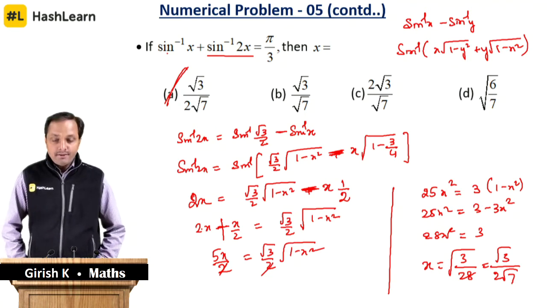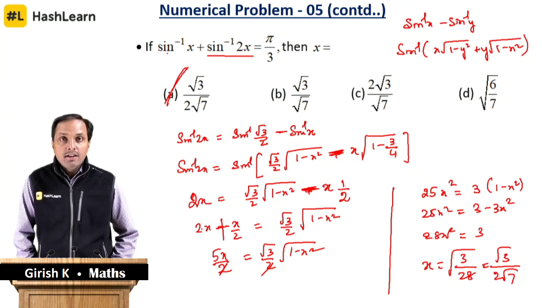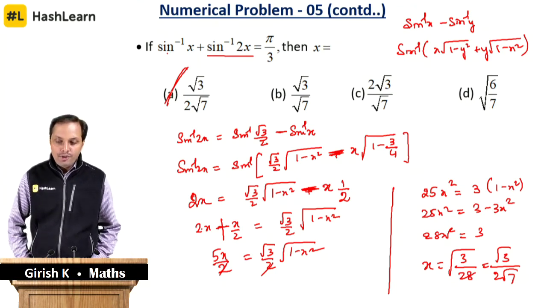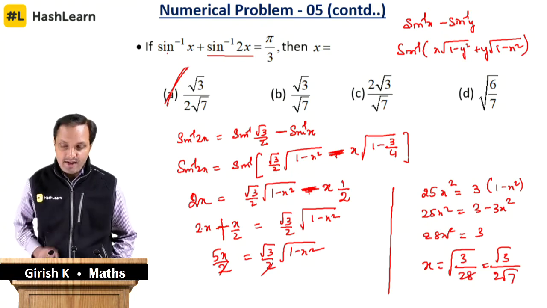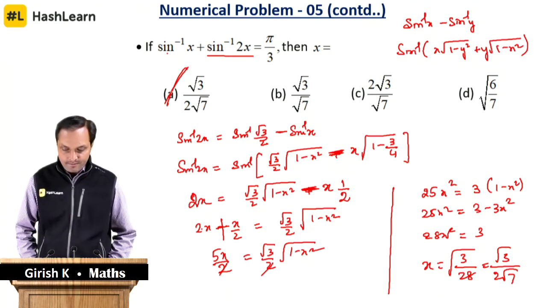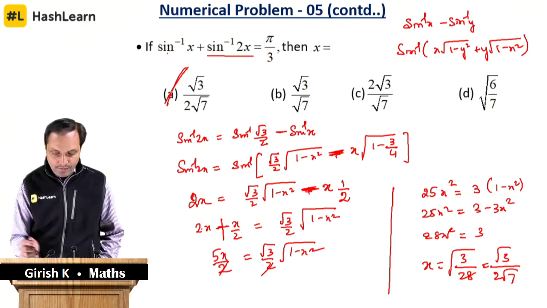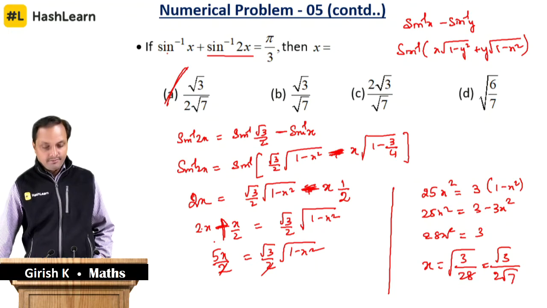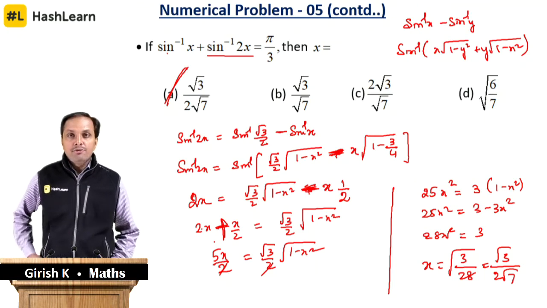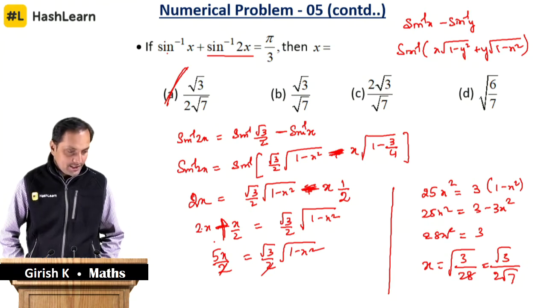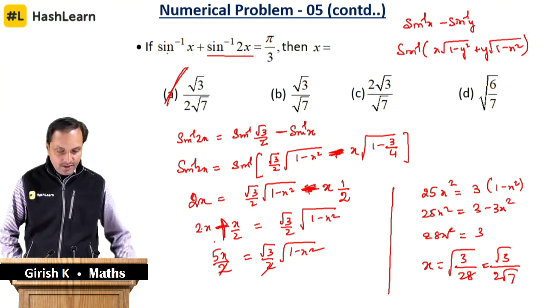Is it clear? Any doubts in any steps? Here we are going to use the formula for sine inverse x minus sine inverse y. Make use of that. Once you shift this minus sign, it becomes plus here. That should give you 5x by 2. Cancelling and squaring will give you the final result as option A.